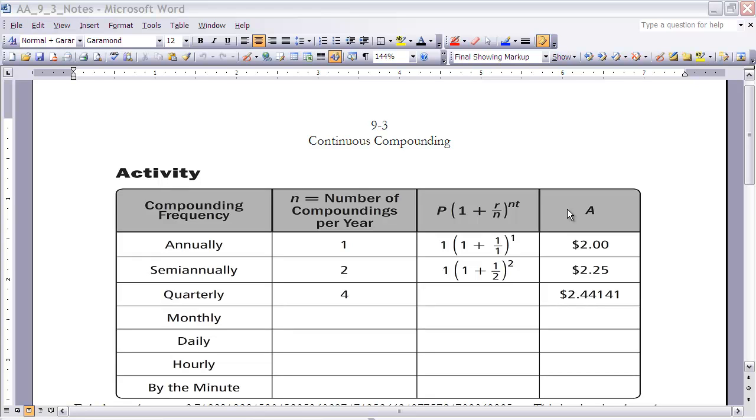I want you to really pay attention to what's happening in this A column, in terms of where that number is ending up when we get down to the daily, hourly, by the minute. It's going to lead to a number that's somewhat similar to pi. So if you could do that at this time, I'm going to put the answers up so you can check it, and then we'll talk about it from there.